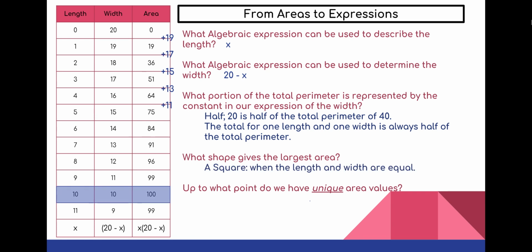And the answer is a square, when the length and the width are equal. That's when we'll have the largest area. And up to what point do we have our unique areas? Well, it's from a length of 0 up to our vertex, or up to our perfect square of 10 by 10. After that, we may have slightly different lengths and widths, but all of the areas will be the same areas we've already observed in the first half of the table.